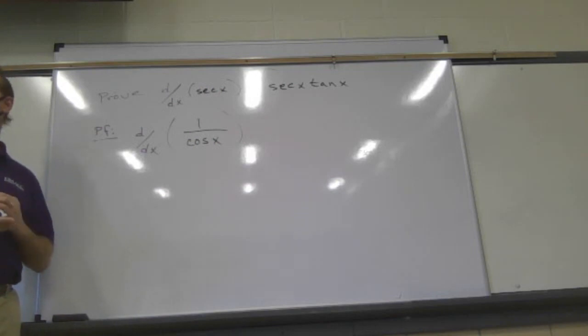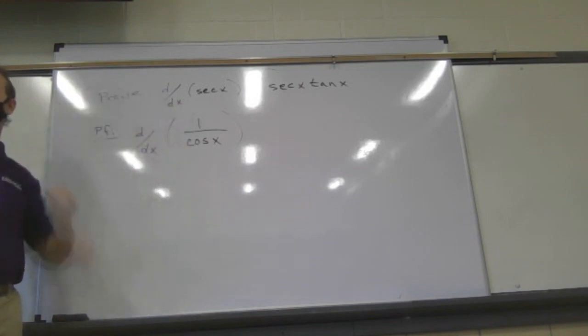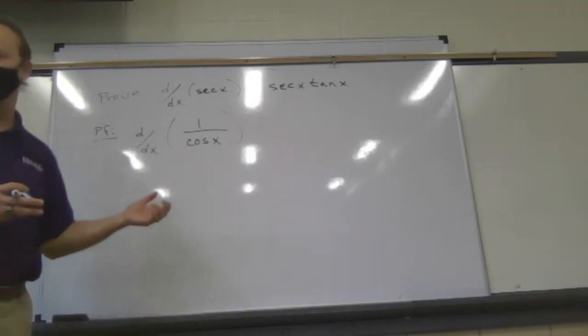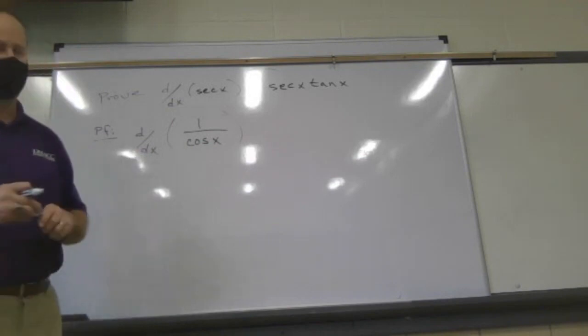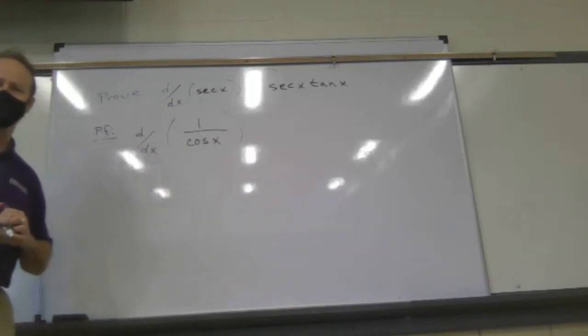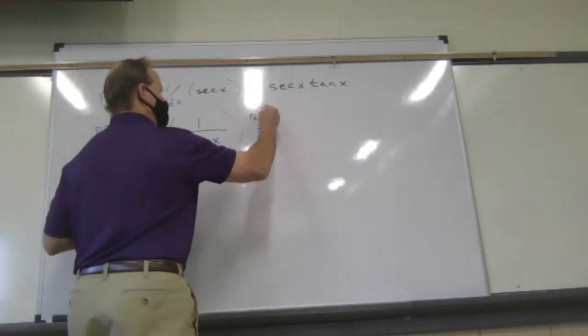Quotient rule, yeah. You could call that cosine to the minus 1 power of x, but then you have to use something called the chain rule, and I don't cover that until I think 2.8. So we don't have that rule yet, but we can come back to this after section 2.8. Anyway, quotient rule, what are you getting then?